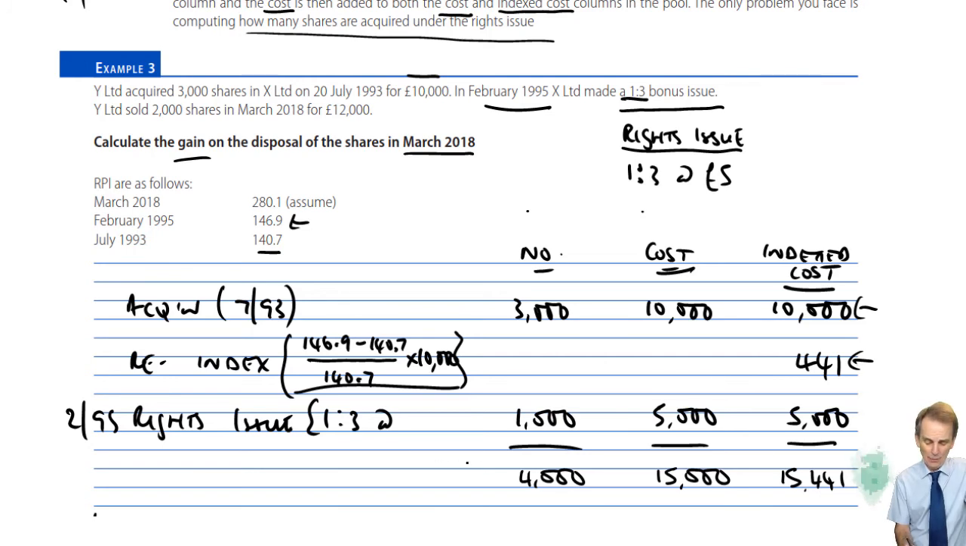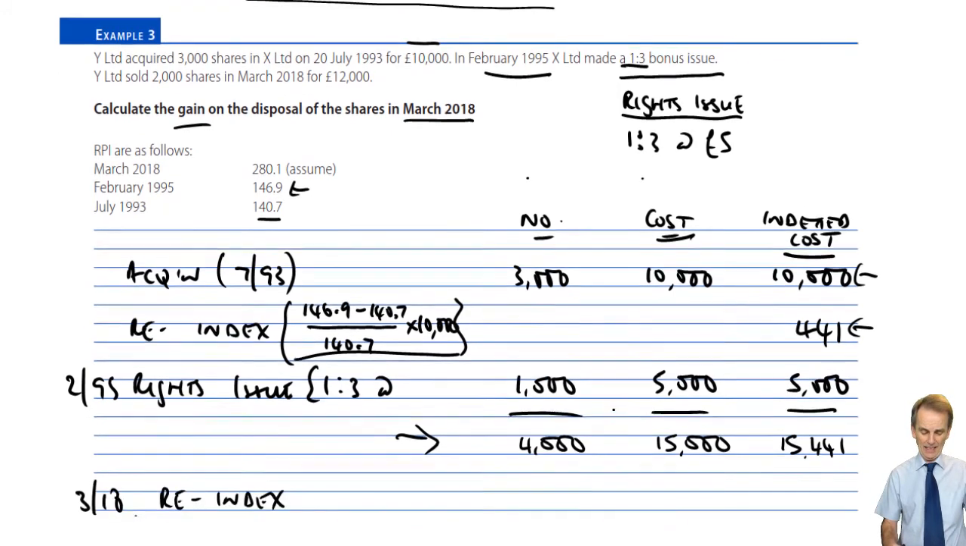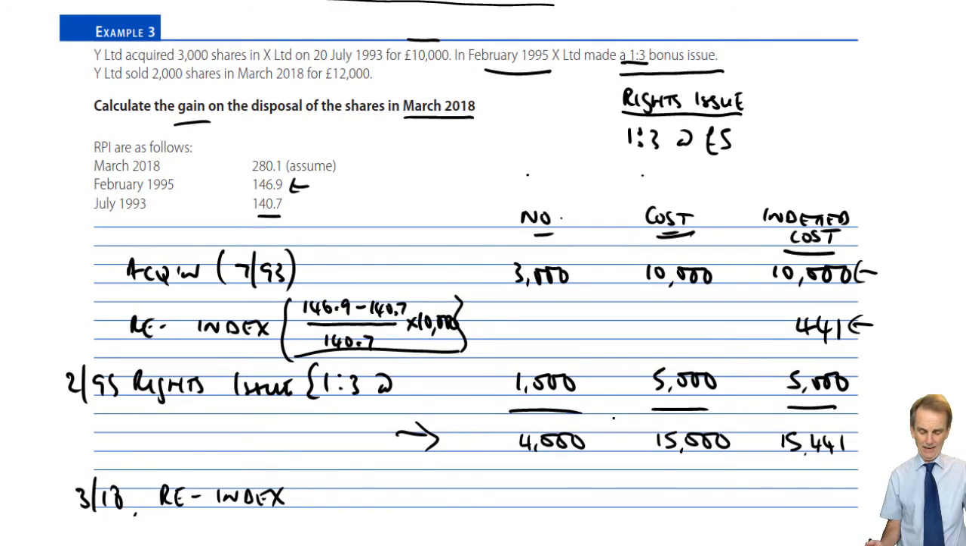Following that rights issue, we've now got 4,000 shares in the share pool with a cost of £15,000 and an index cost revised up to 15,441. What happens next? There are no other purchases, so you go all the way through to the disposal date, which is March 18. So in March 18 you will need to re-index. Again, I'd like you to pause at this point and do that re-indexation. Once you've done it, come back and then we'll deal with that disposal.